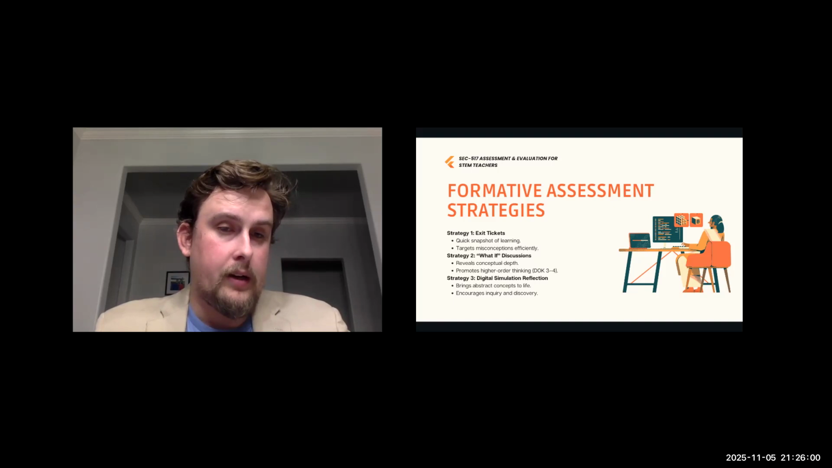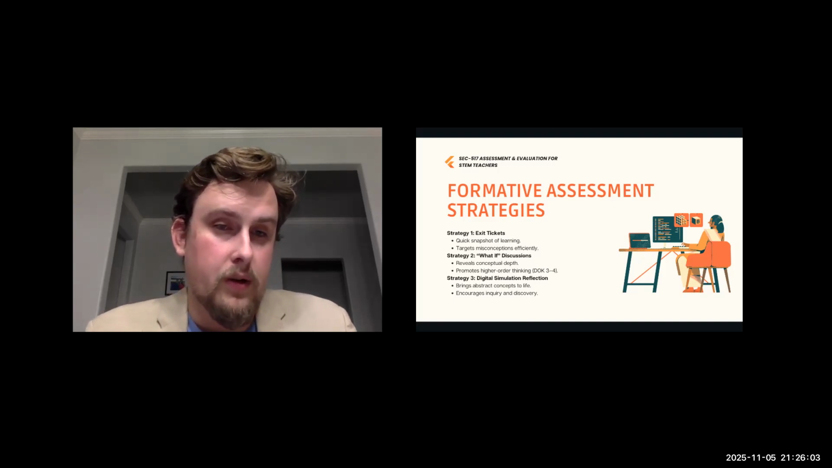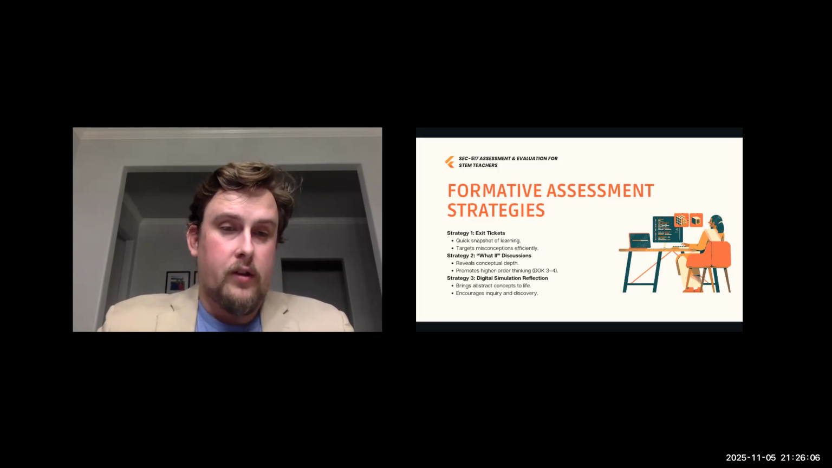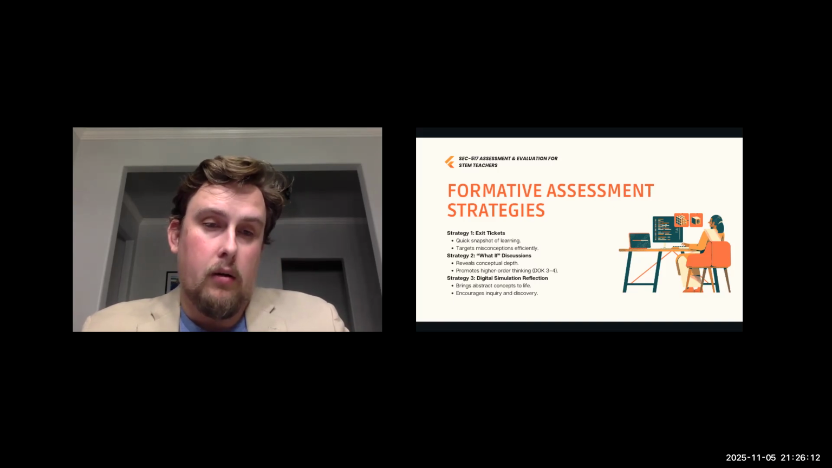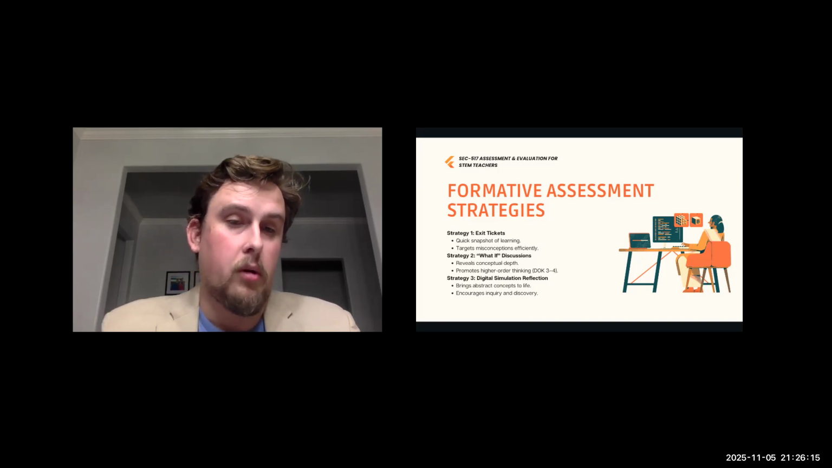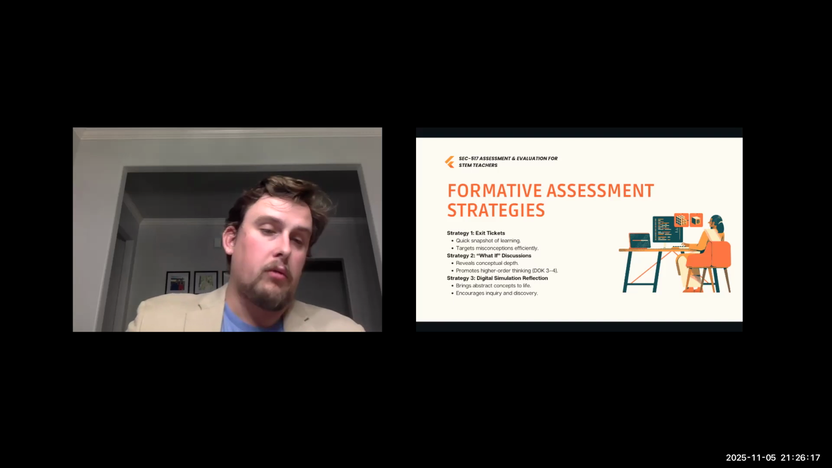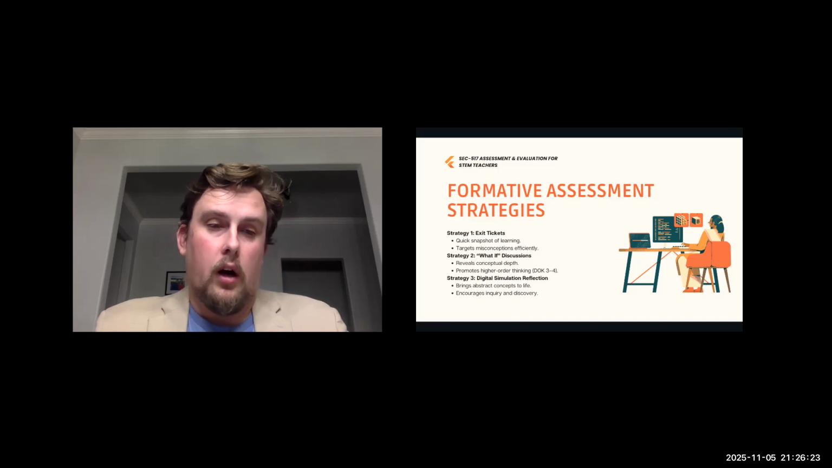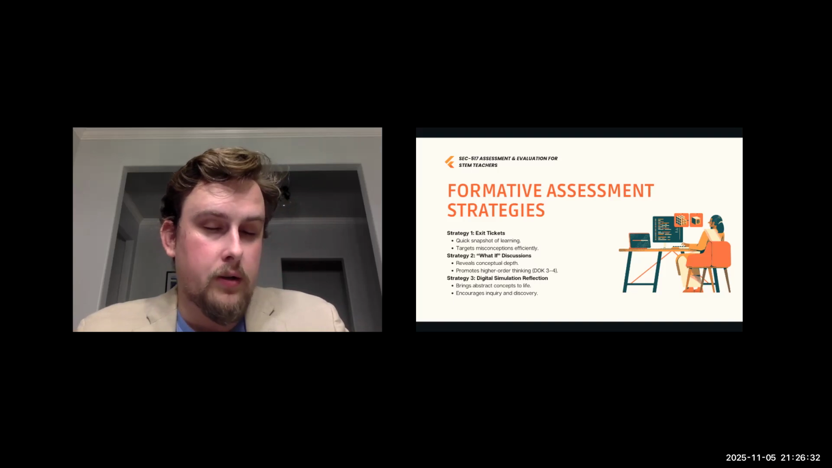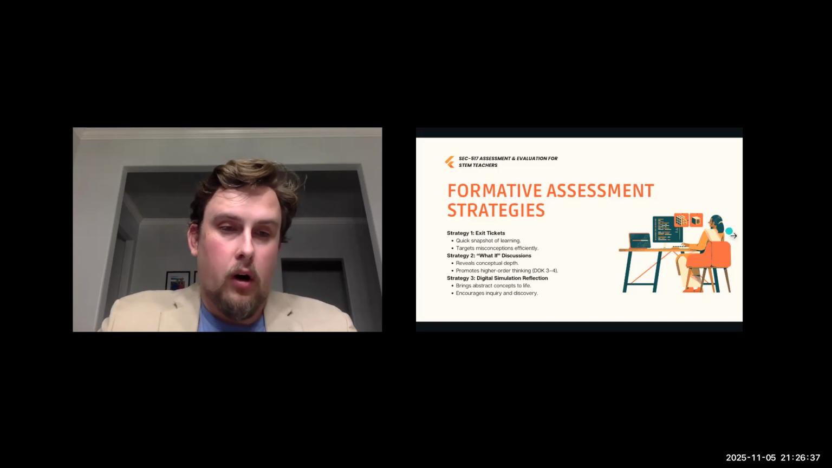The second strategy that I researched was a what if discussion. So what if discussions reveal conceptual depth and promote a higher order level of thinking. So we're able to reach those DOK3 and DOK4 questions, where I encourage students to use their critical thinking skills and problem solving skills in these questions a lot more than our DOK1 and 2 questions, which may just be recall.